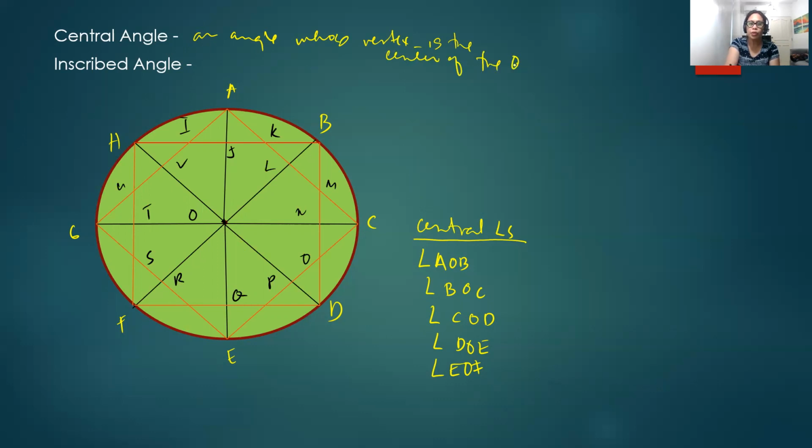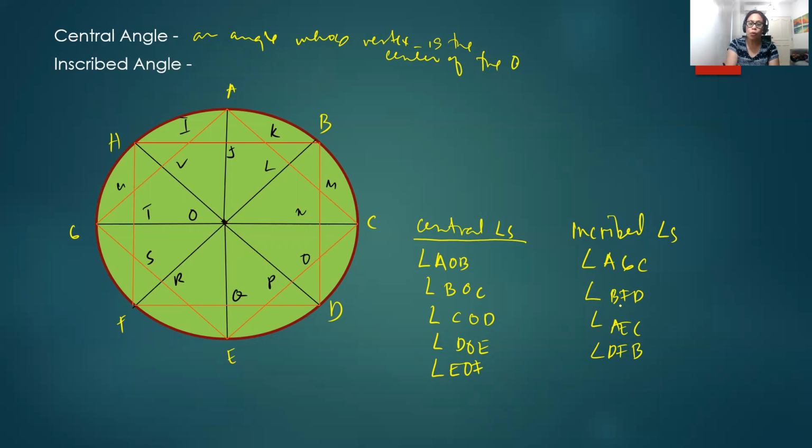Now, while this is an inscribed angle, if we're going to name some from circle O, we have angle AGC. We also have angle PFD. We have angle AEC. We have angle DFB. So these are all examples of inscribed angles.